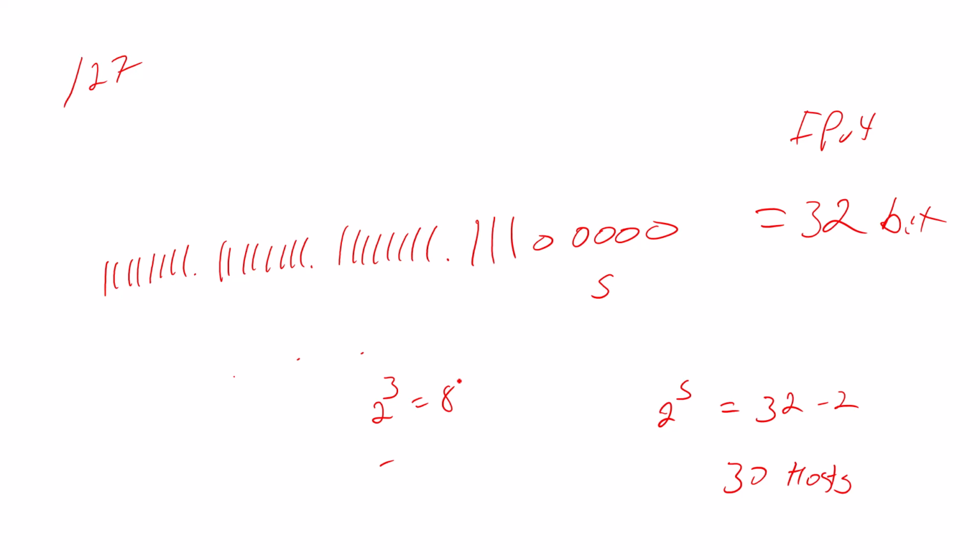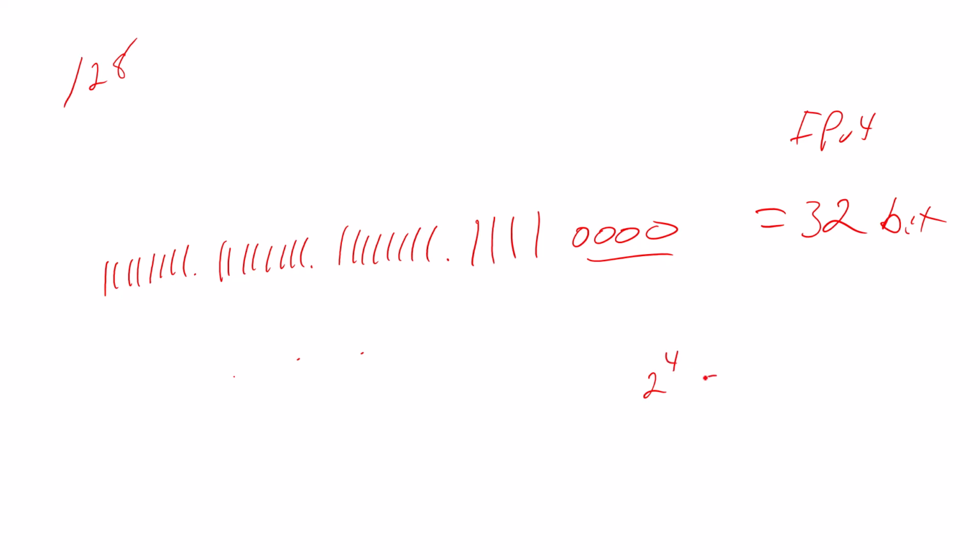All right, so the next one would be /28. Let me erase this. Four zeros, 2 to the power of 4. 16 minus 2, 14 hosts. 2 to the power of 4 gives us 16 networks, because there are 4 ones. 16 networks of 14 hosts each.